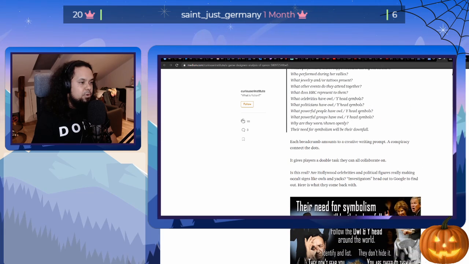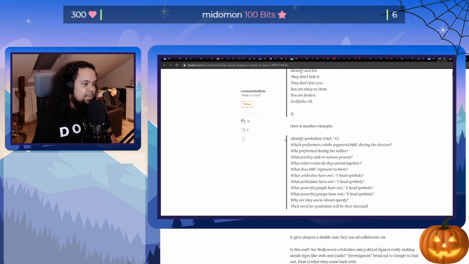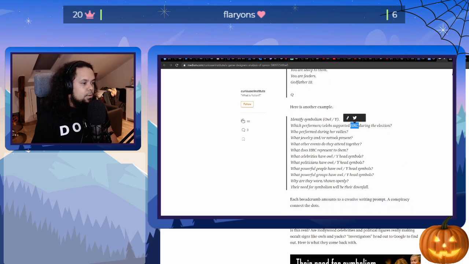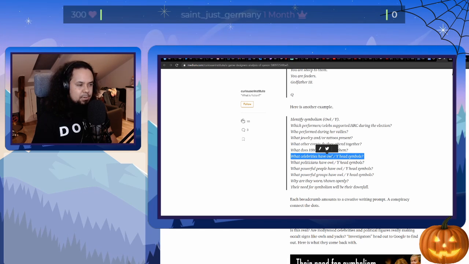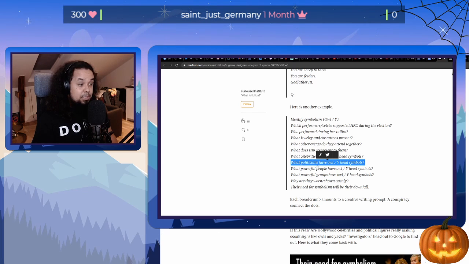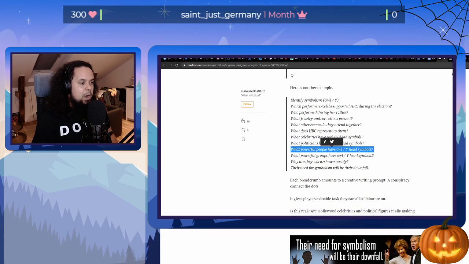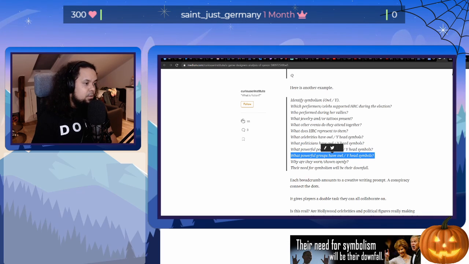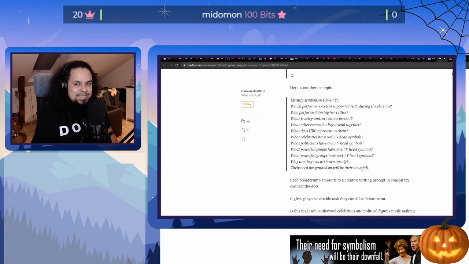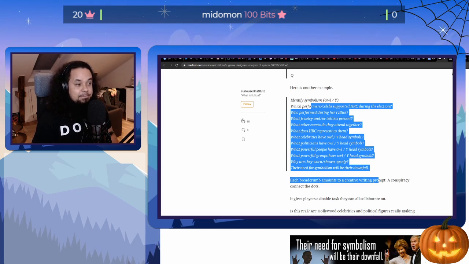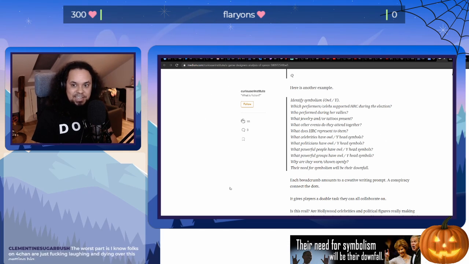Here's another example. Identify symbolism, owl, Y. Which performers, celebrities, supported HRC during the election? This is Hillary Clinton. Who performed during her rallies? What jewelry and tattoos are present? What other events do they attend together? What does Hillary Clinton represent to them? What celebrities have owl/Y head symbols? What politicians have owl/Y head symbols? What powerful people have owl? What powerful groups? Why are they worn openly? Their need for symbolism will be their downfall. Isn't this exciting? If I was playing a game, this would be exciting, right?